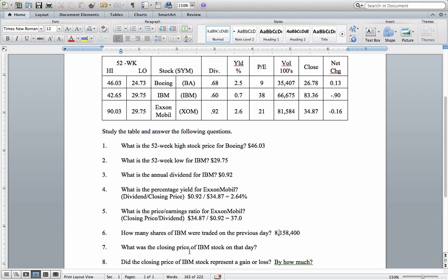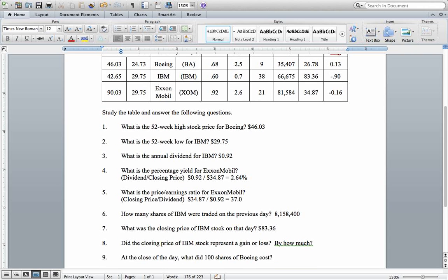What was the closing price? Again, this is telling you it's a price, so it's a dollar amount. So the closing price of IBM on the previous day, $83.36. Did the closing price of IBM stock represent a gain or a loss, and then by how much? Just like the quiz the other day, you're going to have to do the same thing on the test. If we go up to IBM, this is telling us what it closed at. This is telling us what the change was. And because it has a negative sign in front of it, that means that was a loss, and it lost 90 cents a share. So you'll write loss, and you're not going to put negative 90 because we've already said that we lost. I just want to know how much you lost, and so you're going to put 90 cents.